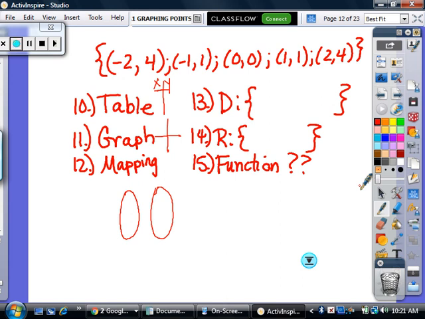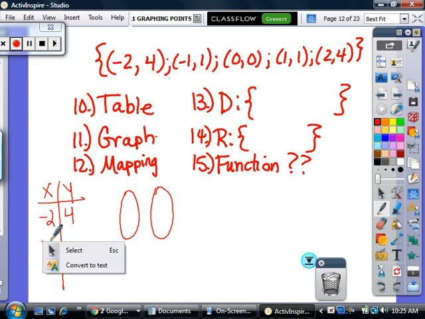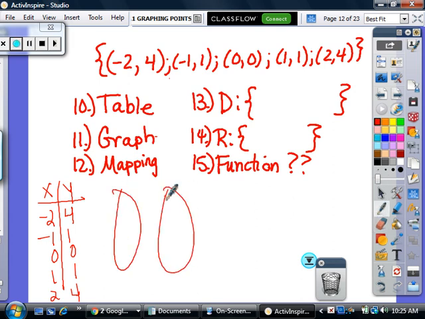I'm going to give you time to do that in your notes. There we go. Okay, in our table, we just list our ordered pairs. Now, in our mapping, you only list your x's and y's one time. So in order from least to greatest, I'd have negative 2, negative 1, 0, 1, 2. And over here you would have 0, 1, and 4. You don't list them more than one time.